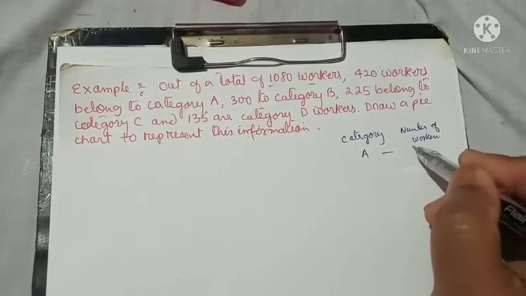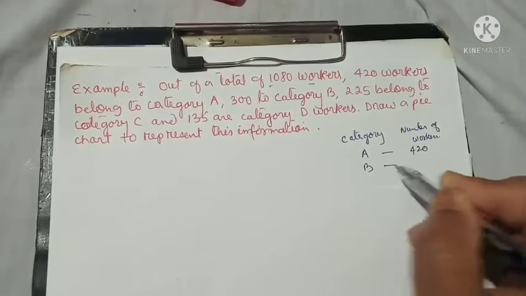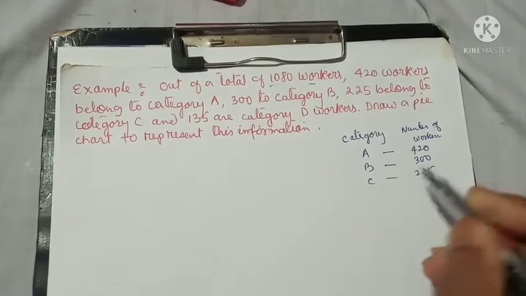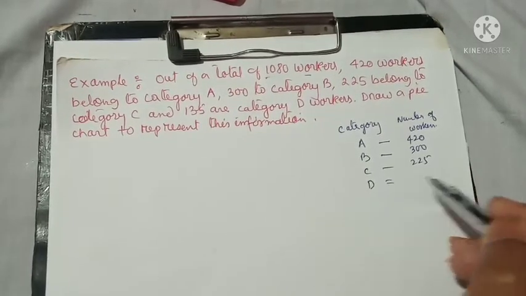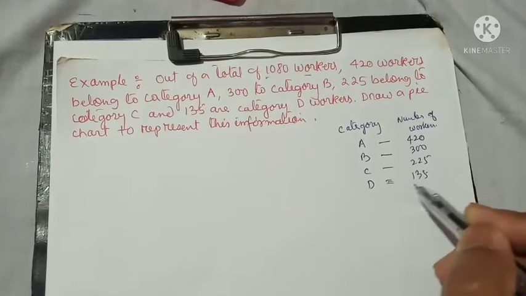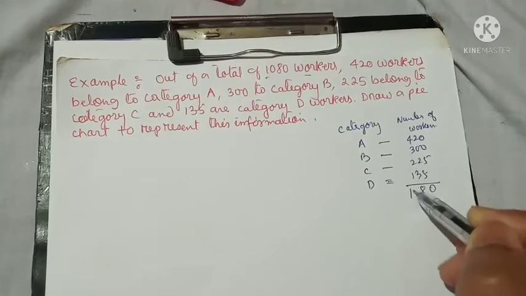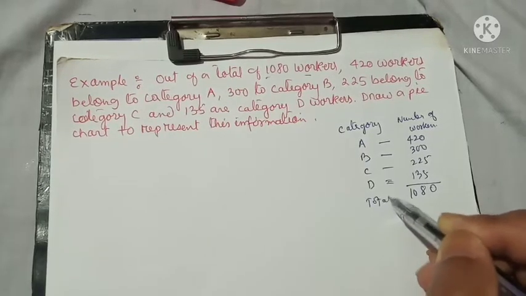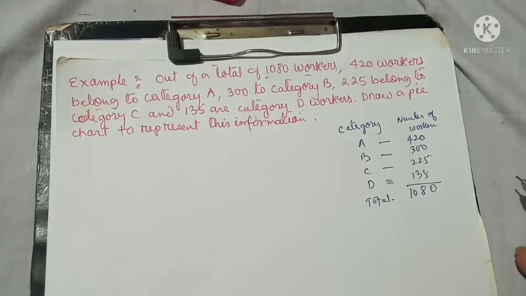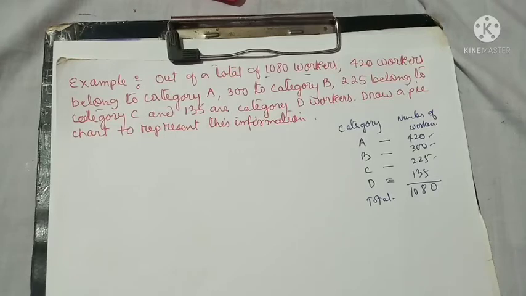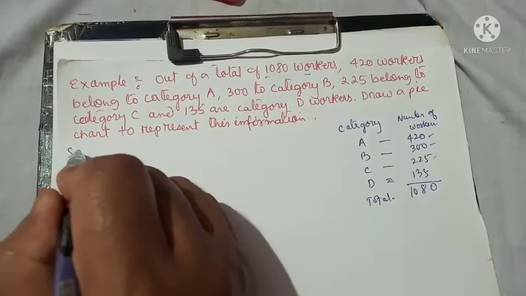Category A is how much? 420. Category B is 300. Category C is 225. Category D is 135. Now the total number of workers is 1080. This is the total of all the parts, and these are all the particular parts. So first, we have to find the central angle of the sector to represent each part.